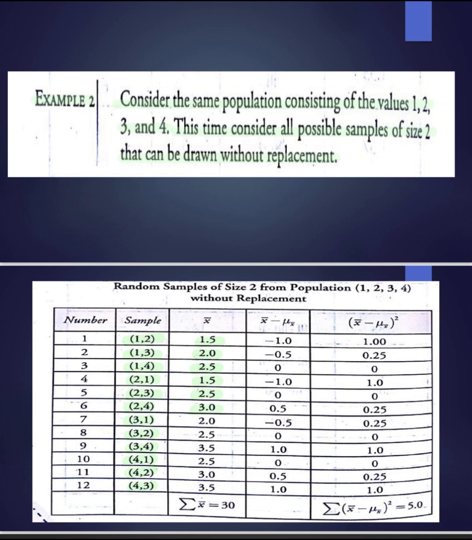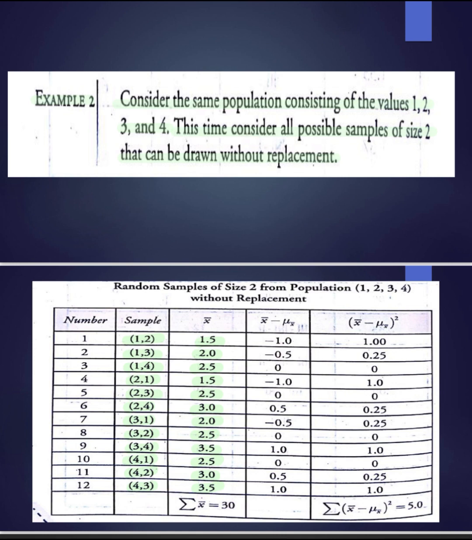3 plus 1 divided by 2 is 2.0. 3 plus 2 divided by 2 is 2.5. 3 plus 4 divided by 2 is 3.5. 4 plus 1 divided by 2 is 2.5. 4 plus 2 divided by 2 is 3.0. And 4 plus 3 divided by 2 is 3.5.